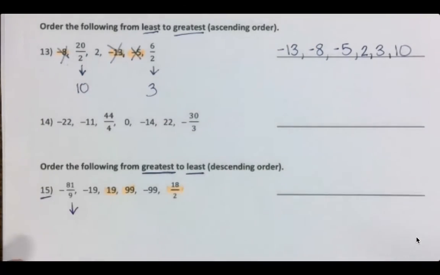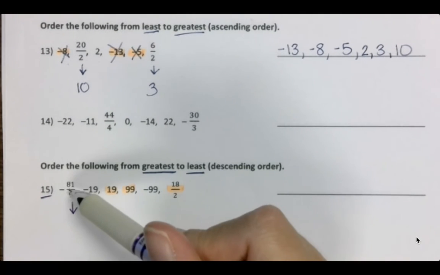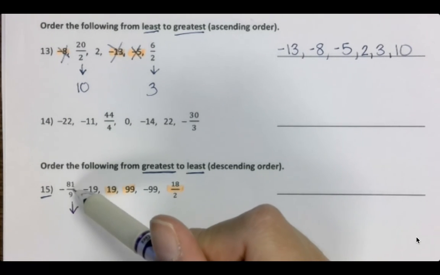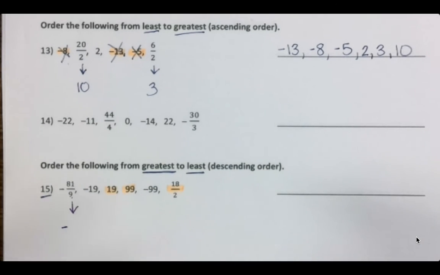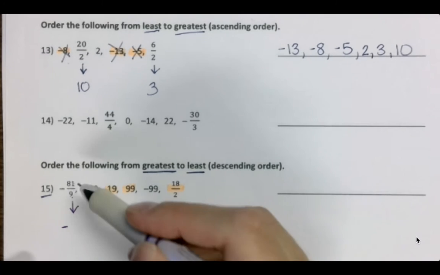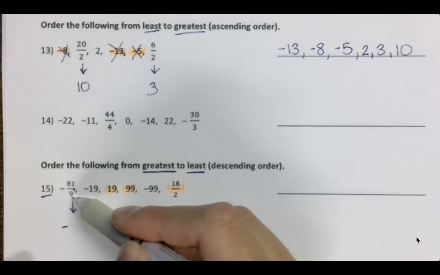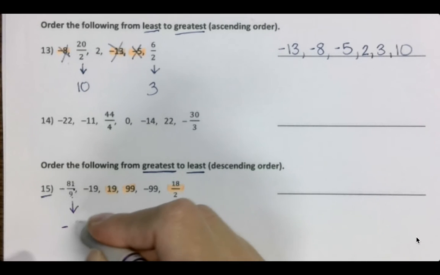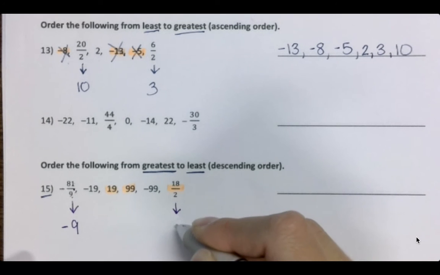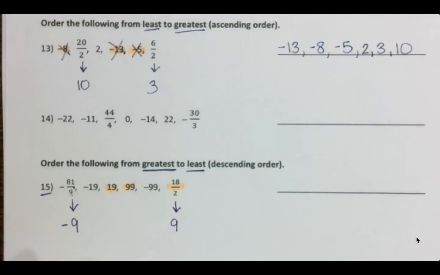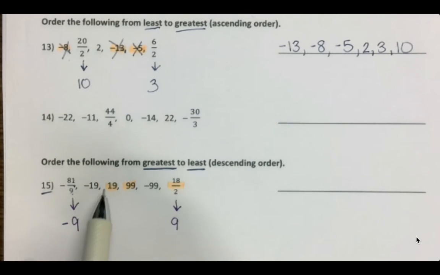So for those of you who don't remember, negative 81 over 9, just bring down that negative. All right, we'll deal with that integer stuff later. 81 divided by, that's what that sign means, 9 is what? 9. 18 divided by 2 is what? 9. All right, so we are looking at our positive numbers first, which are 3 highlighted numbers.